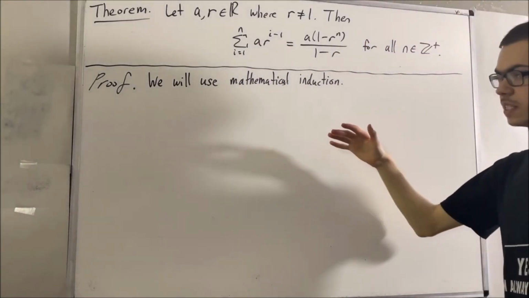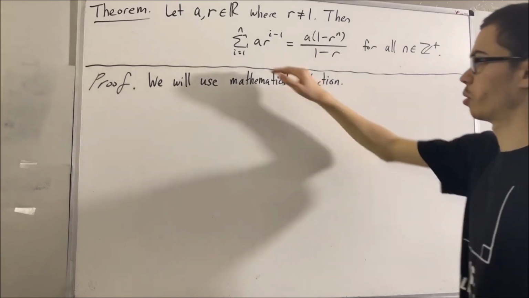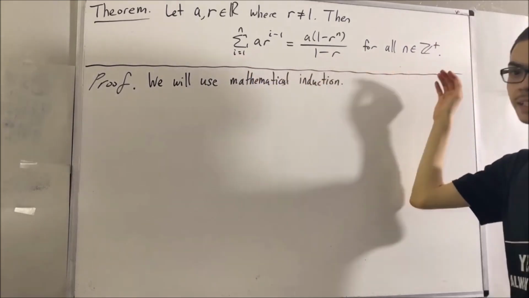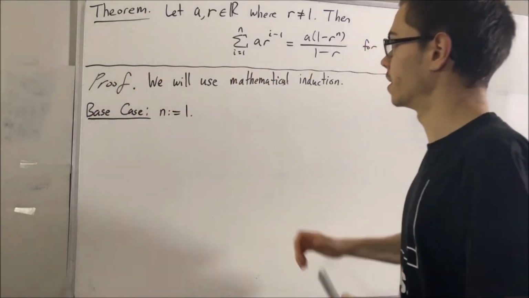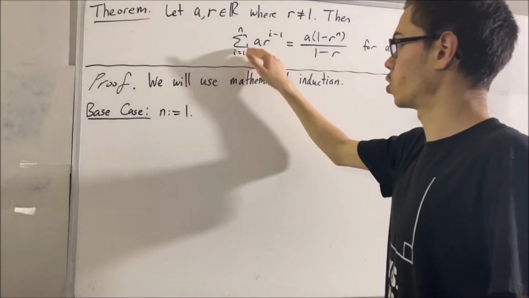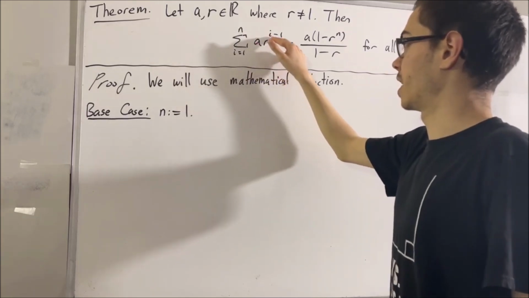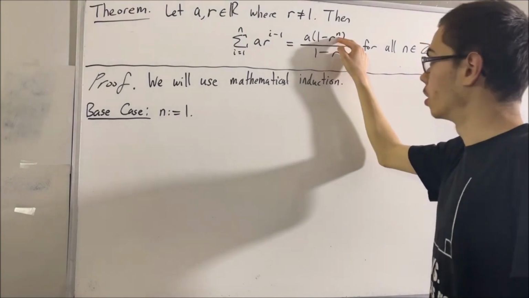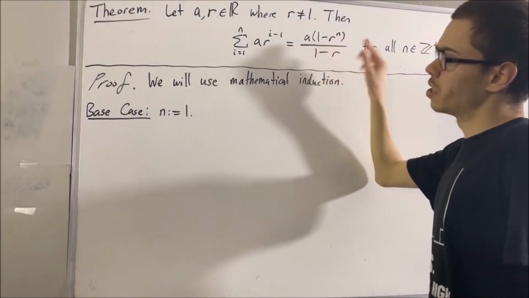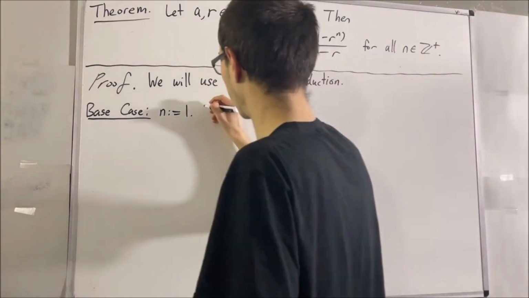So let's start with the base case, right? In the base case, we're going to prove that this is true in the case where n is equal to 1. And what that means is that we're going to prove that the sum from i equals 1 to 1 of a r to the i minus 1 is equal to a times 1 minus r to the 1 all over 1 minus r. So let's start by writing the left-hand side.